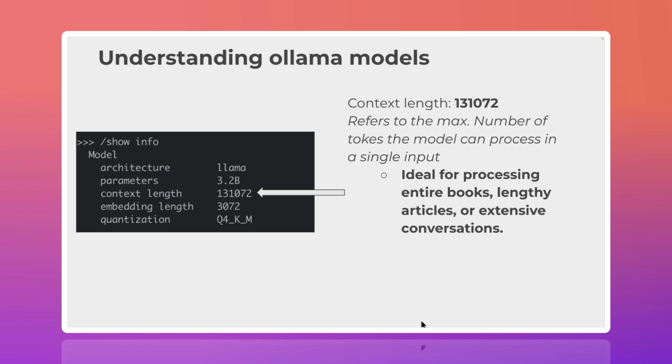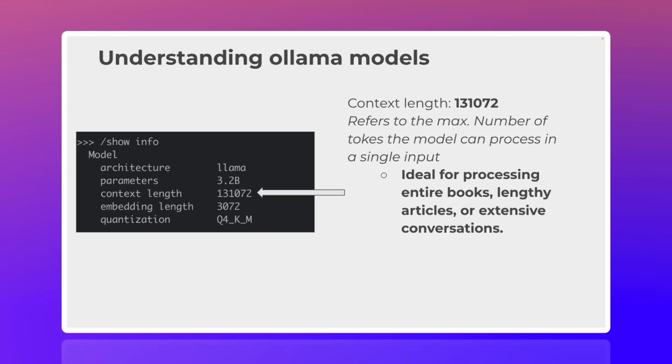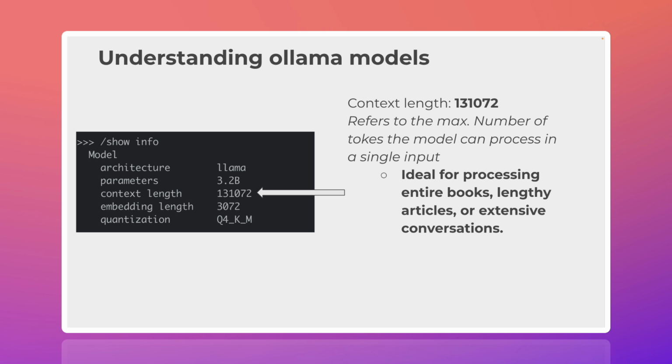So next we have the context length. This number refers to the maximum number of tokens, which essentially are pieces of text that the large language model can ingest in a single input. So when we have something like 131,072, this is an exceptionally long context length. What that means is that it can handle very long documents, capturing dependencies across large spans of text, which is really good. That means you can take big books and lengthy articles and extensive conversations, and it can deal with it with no problem.